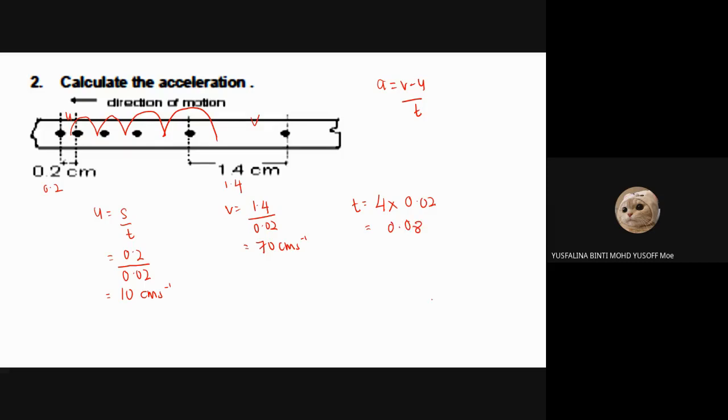Then you can use the formula. V is 70, U is 10, and the time here is 0.08. So 60 divided by 0.08, we get 750 cm s negative 2. Anyone got this one correct? Some said 600, 3.75. So no one got it correct.